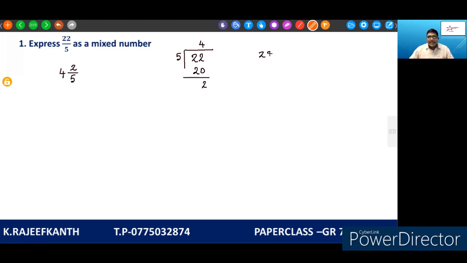Here we can convert this 22 by 5 directly into a mixed number. So how can we convert? Here 22. First we have to find how many 5s are in 22. There are 4. Then first we have to write 4 as a whole number. Then we have to write the same denominator 5. Now 5 times 4 is 20. 20 plus 2 is 22. Then the answer is 4 and 2 over 5.